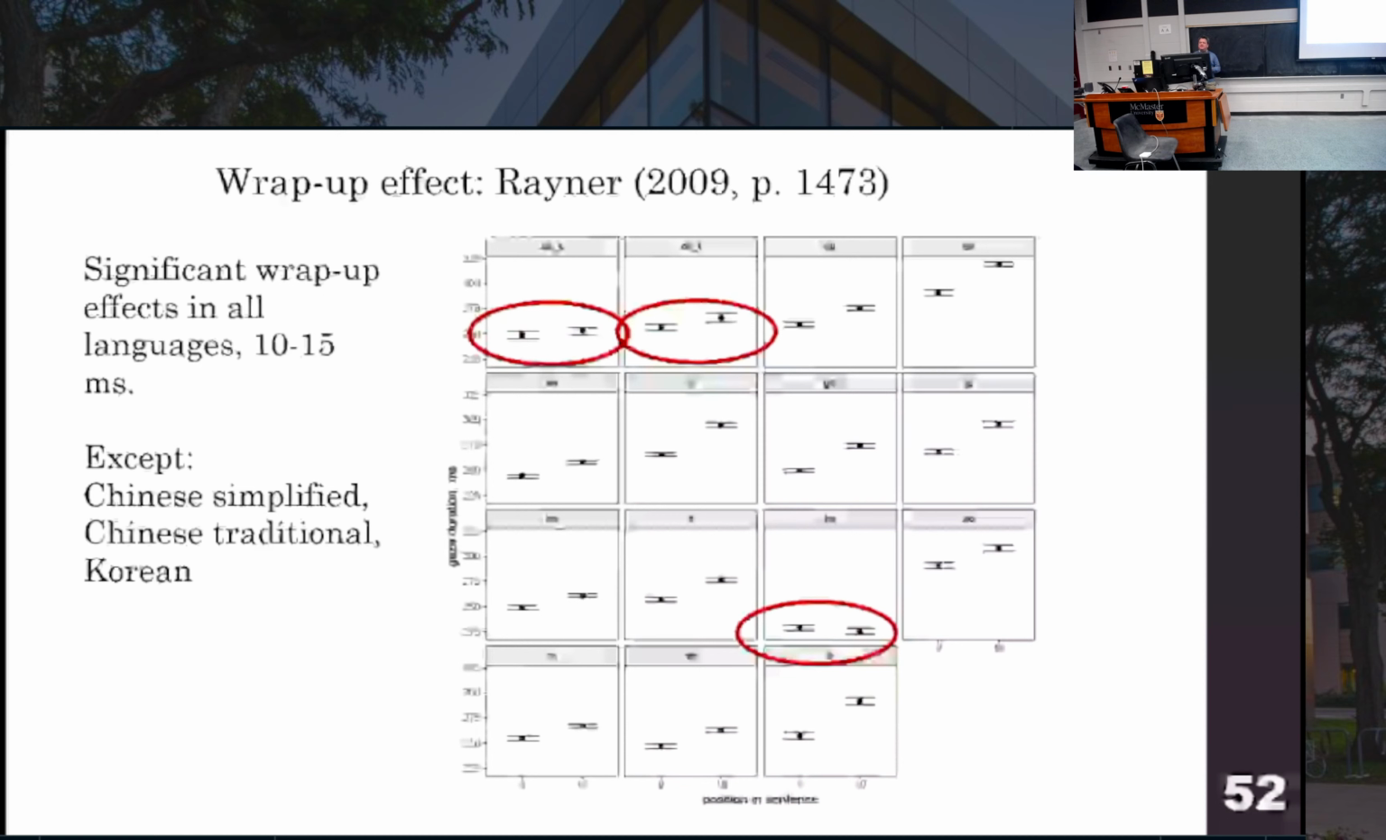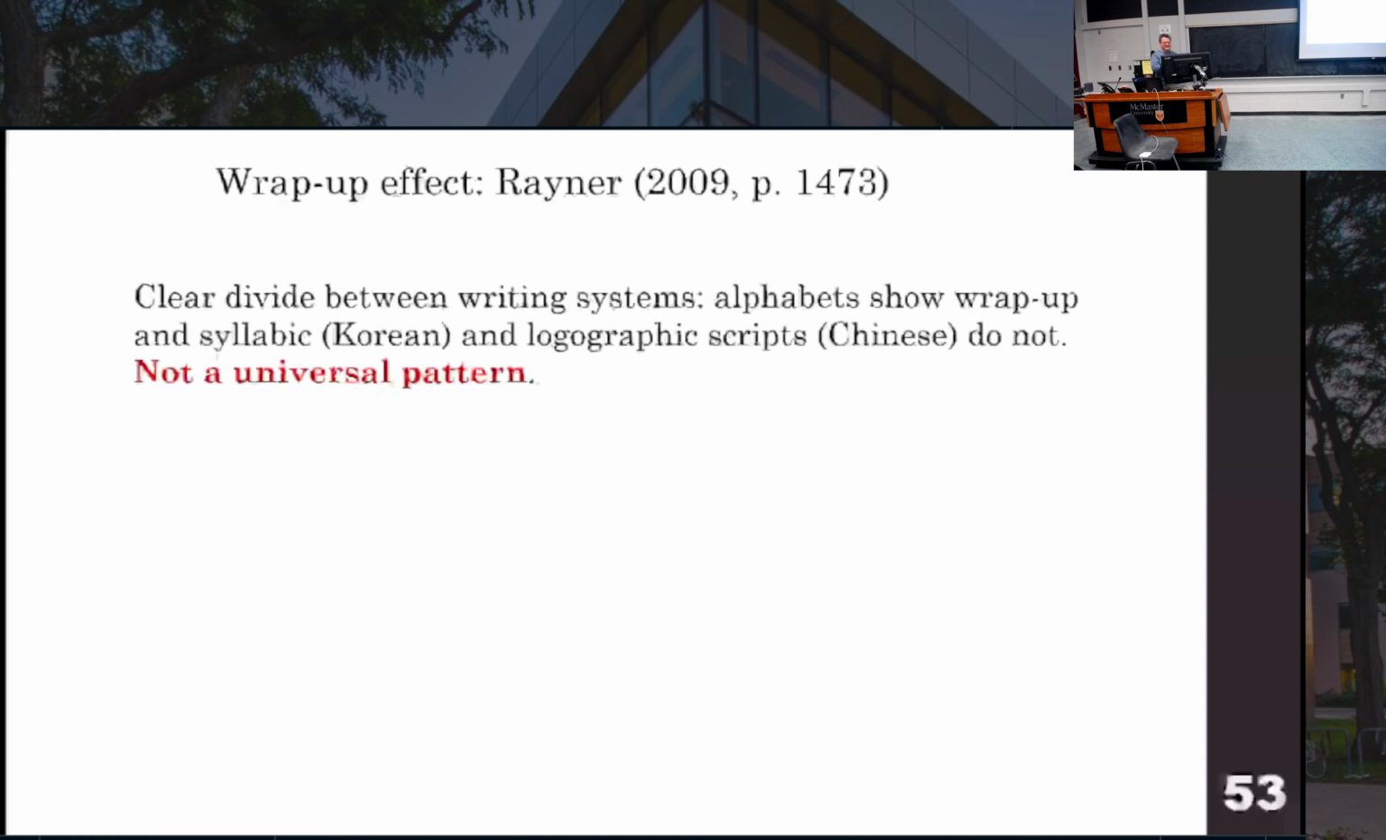So this is where we are combining the corpus-based work, which is inherently correlational, with experimental work. I'm now running an experiment with my colleagues with readers of simplified Chinese and readers of traditional Chinese with much better controlled stimuli to see if indeed we can replicate the absence of the wrap-up effect and see what is behind it. Is it the visual complexity? Is it the syntax? And so on. So invite me again in some years and I'll let you know what the result is. But so far there's a clear divide between writing systems.